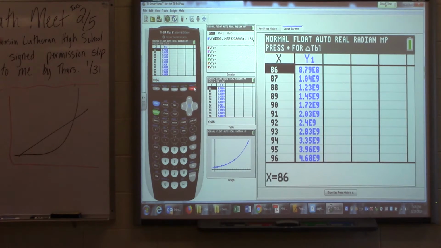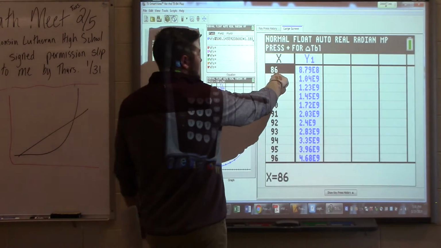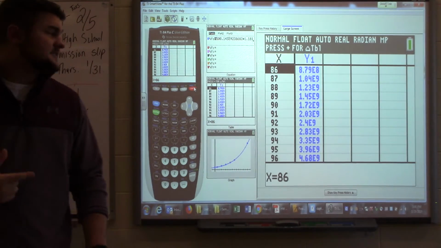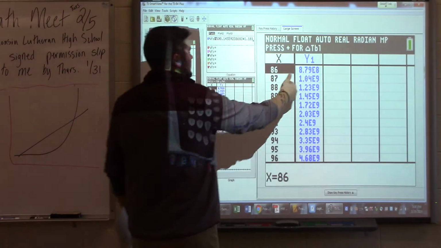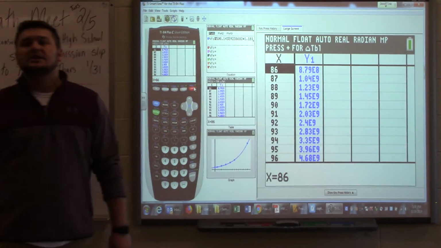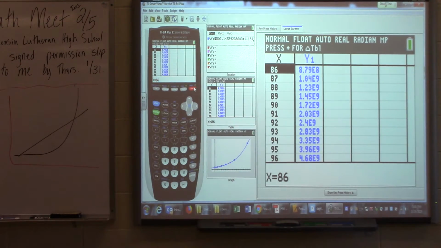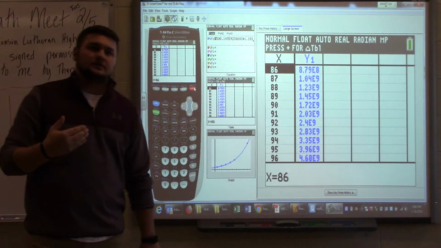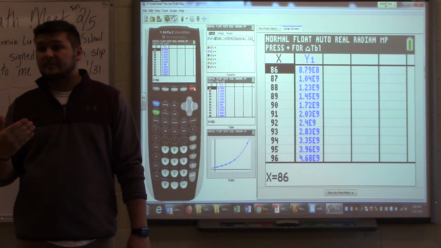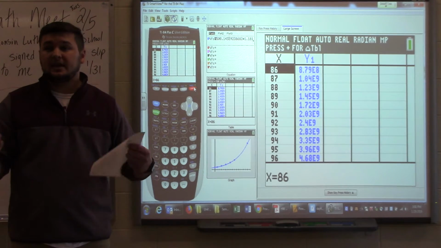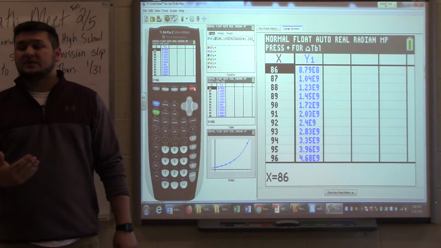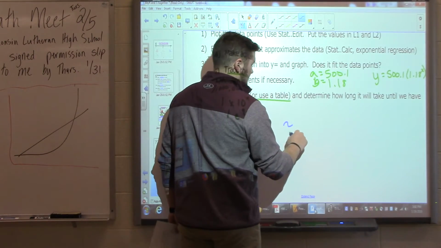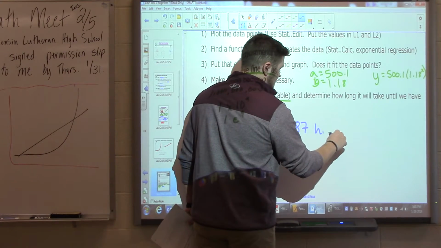Then you don't have to worry about it. So if we look at 86, which means 86 hours, I'm at 8.79 e to the 8th bacteria. At 87, I jump that gap. I get to 1.04 e to the 9th. So I know somewhere between 86 and 87 hours is when this person is going to die. Or that's how long I have to save them. So if you want to approximate approximately 87 hours, since that's the first one where it pops up, that's perfectly fine. Approximately 87 hours.